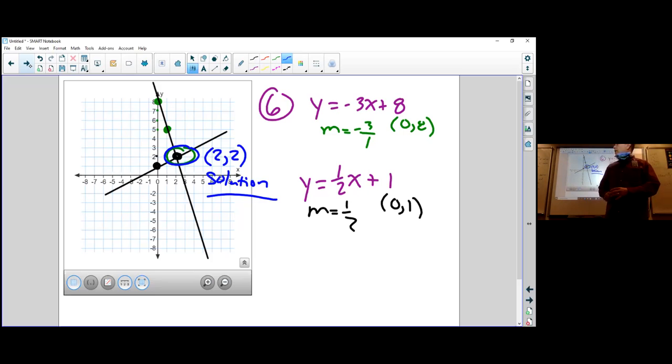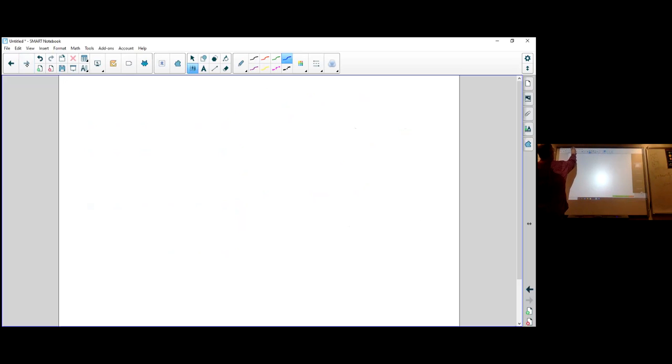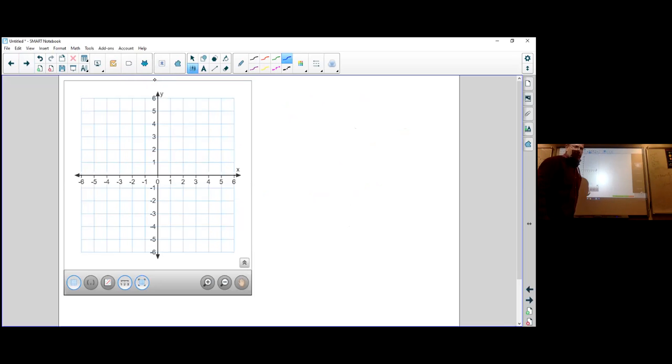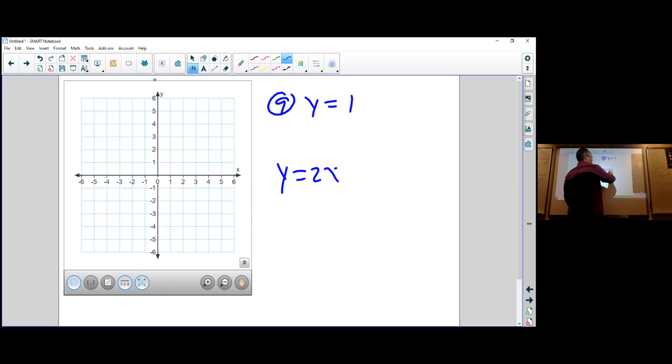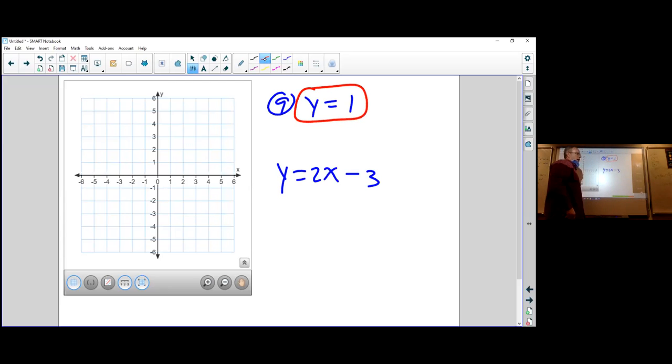Hey, let's take a quick look at number 9. Number 9. Okay, and so number 9 has y equals 1. And then the other one is y equals 2x minus 3. Okay, so my friends, this makes a straight line. It's one of our special cases.